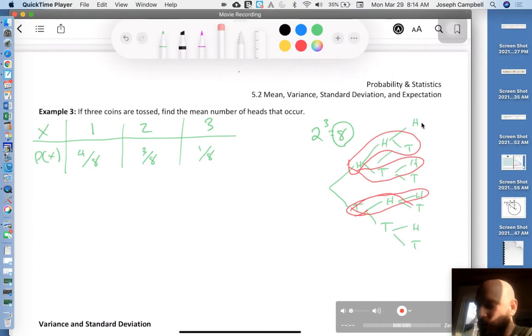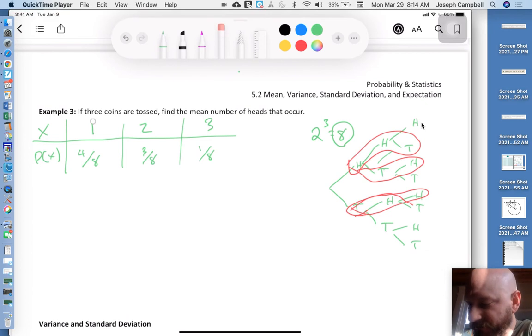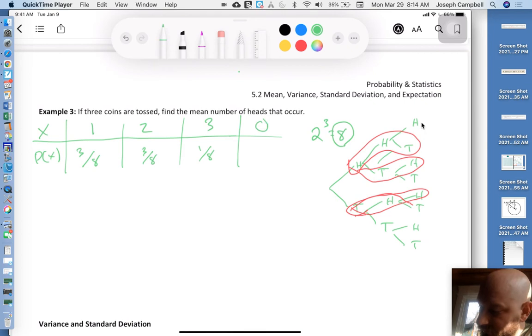My bad. We forgot. Well, I shouldn't say we, I should say me. I miscounted. That is 3, but I forgot that there's a way of getting 0 heads. Duh. And there's only one way of that happening. That's all tails, right? Silly. Okay. So let's go ahead and find the mean.